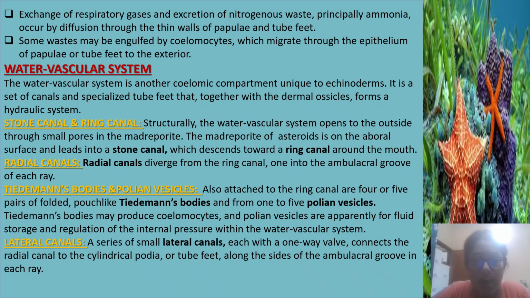Attached to the ring canal are 4 or 5 pairs of folded pouch-like Tiedemann's bodies and from 1 to 5 Polian vesicles. Tiedemann's bodies may produce coelomocytes, and Polian vesicles are apparently for fluid storage and regulation of the internal pressure within the water vascular system. Next, lateral canal. A series of small lateral canals with a one-way valve connects the radial canal to the cylindrical podia or tube feet along the sides of the ambulacral groove in each ray.